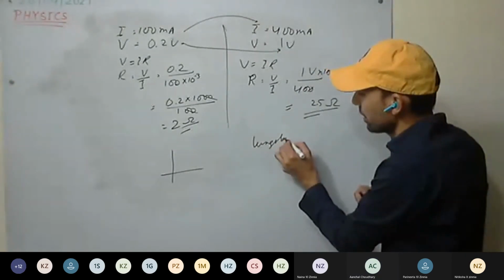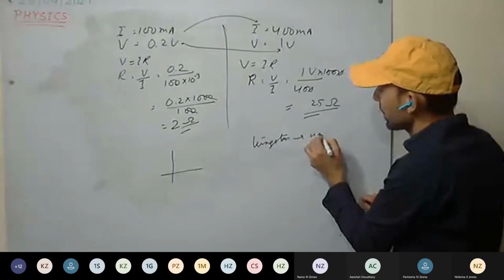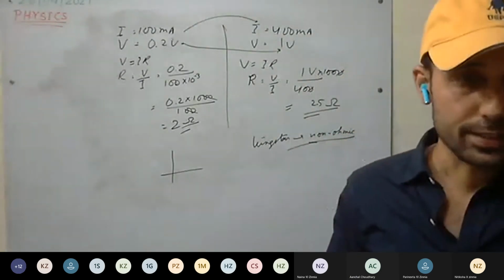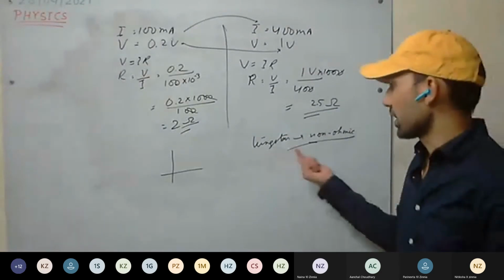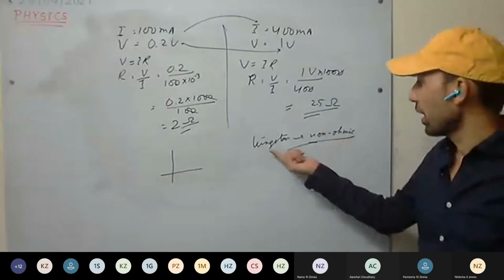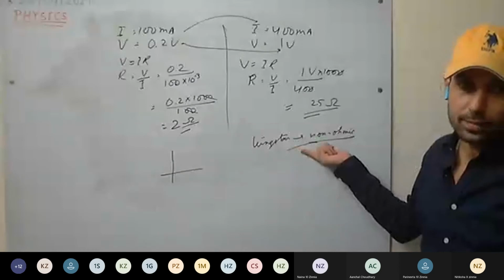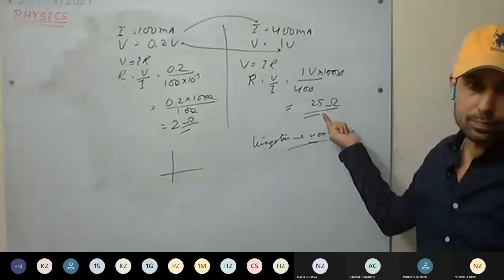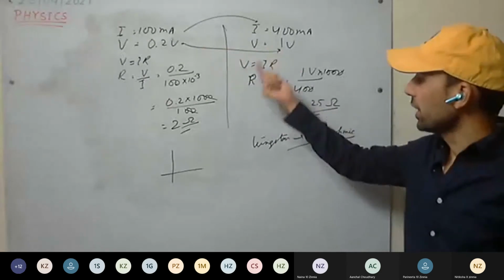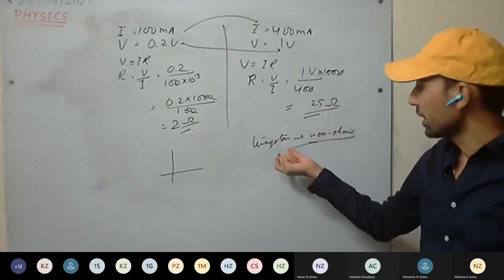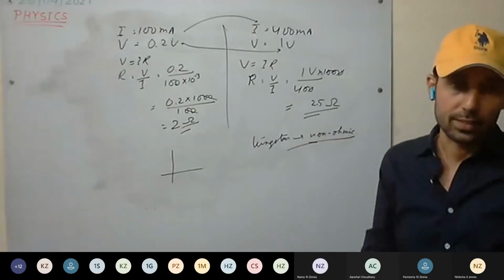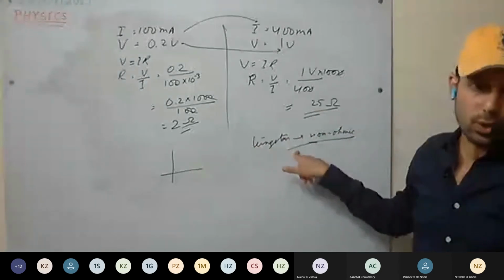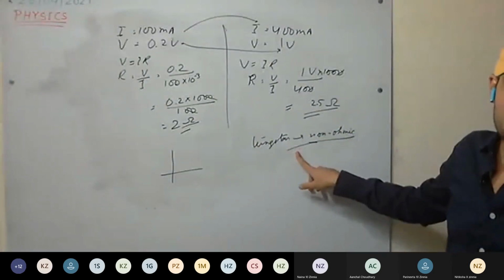Filament of a bulb, tungsten, it's a non-ohmic resistance. So the main reason is that the filament of a bulb is a non-ohmic resistance. Therefore, with change in potential difference, there will be change in resistance. Rather than temperature, this is the main reason. Tungsten material is a non-ohmic resistance.